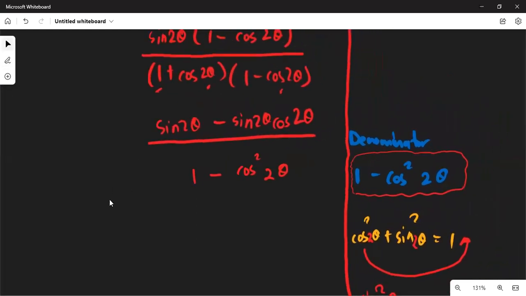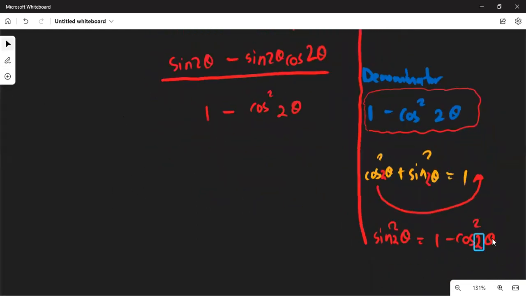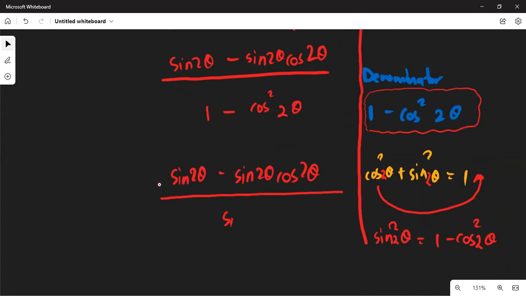So let us take this down now here. So this is what you're going to replace here. In place of 1 minus cos squared, we're going to substitute this part of sine squared 2 theta. All right. So that means this whole part is going to be sine 2 theta minus sine 2 theta into cos 2 theta, everything over sine squared 2 theta.